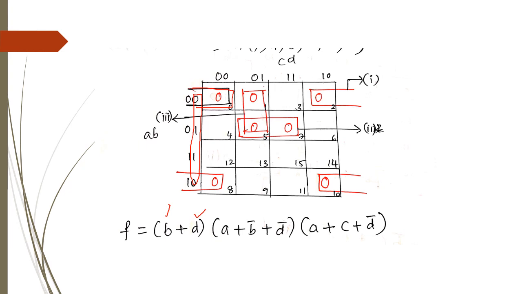So this is how you do the grouping using a K-map for a 3 variable K-map as well as a 4 variable K-map.